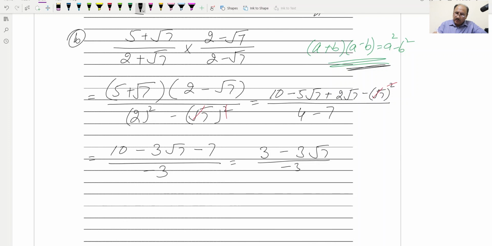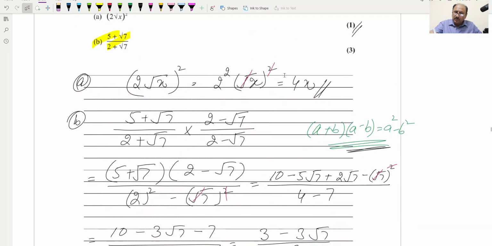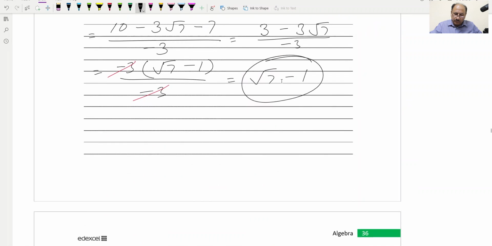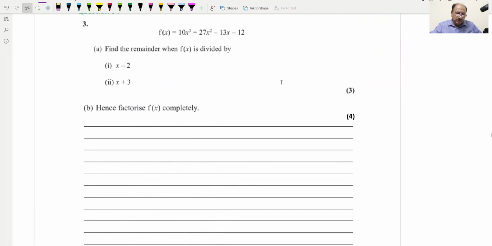From the numerator we can take 3 common, and inside will be 1 minus under root 7, divided by minus 3, so minus 3 will be cancelled with minus 3, and the remaining answer will be under root 7 minus 1. This will be our final answer which we have done for the 3 marks question. Hopefully you understood this. Now we can move to question number 34.